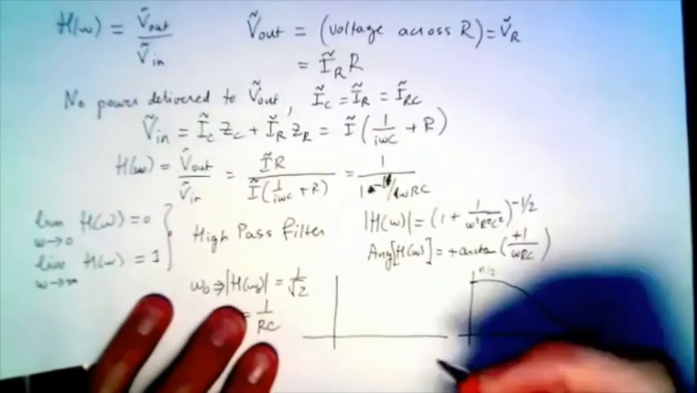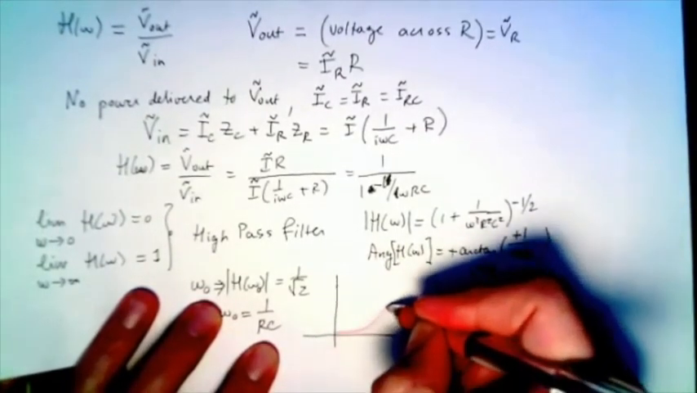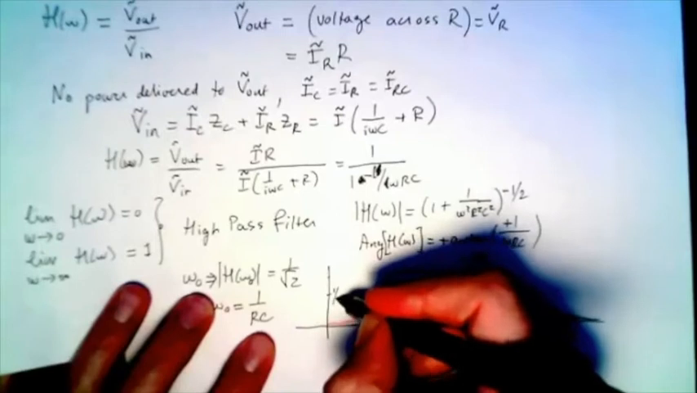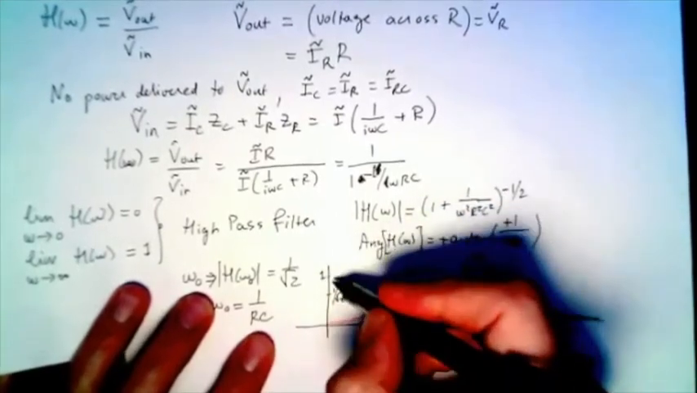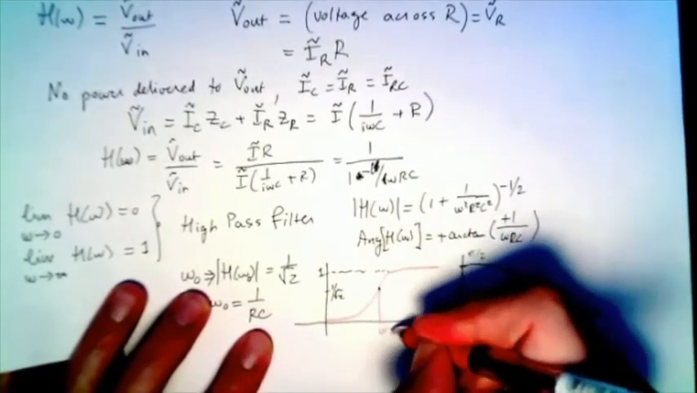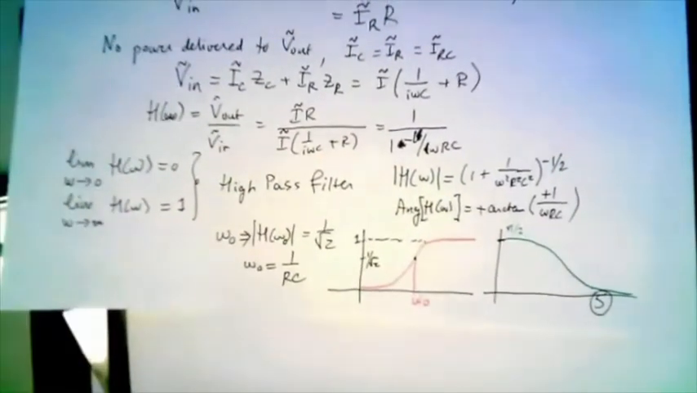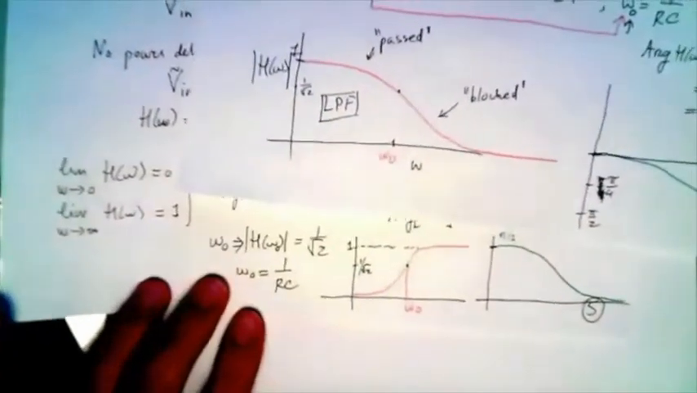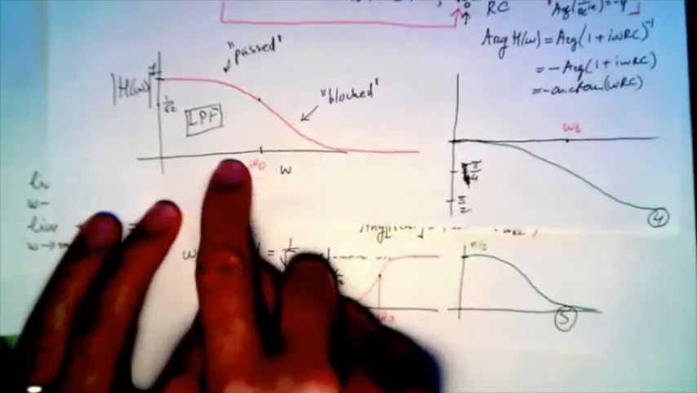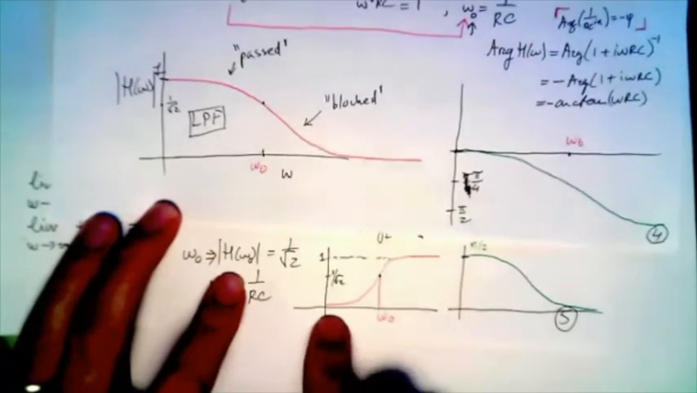And the transfer function starts at 0 and then goes to 1. And this point, 1 over root 2, where this is 1, is the characteristic frequency. So it does the exact opposite of this one. Phase is inverted, but also this one passes low, this one passes high. This one blocks high, this one blocks low.